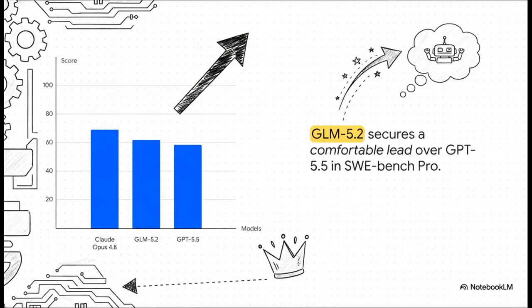On the SWE Bench Pro score, Claude Opus 4.8 does take the top spot with a very strong 69.2. But look at second place. GLM 5.2 secures a 62.1, comfortably beating GPT 5.5's 58.6. It also outperformed DeepSeek V4 Pro here. This really cements GLM 5.2's role not just as a text generator, but as a truly elite coding agent, capable of autonomously engineering software at a professional level.